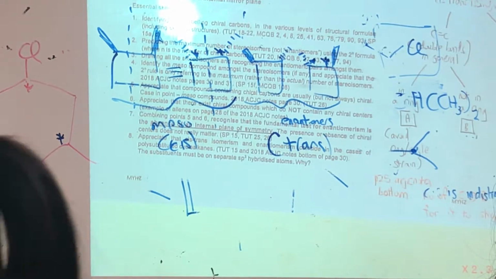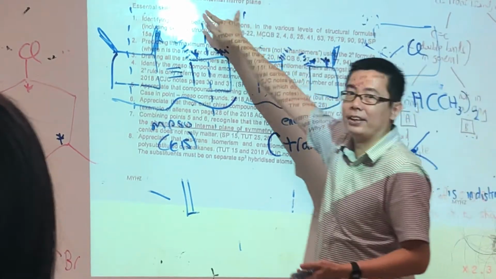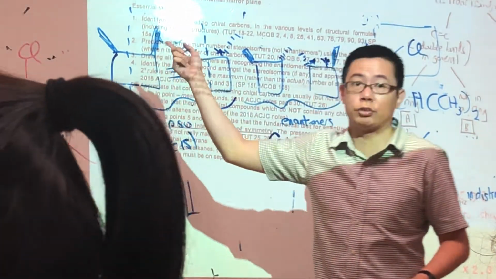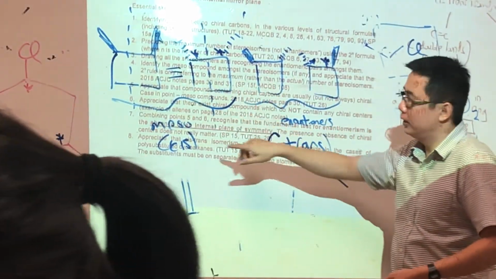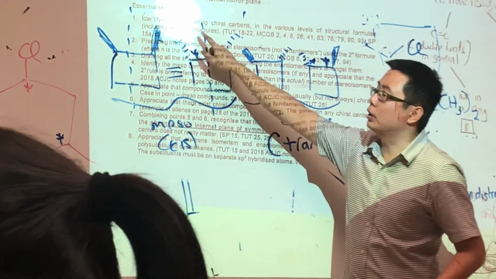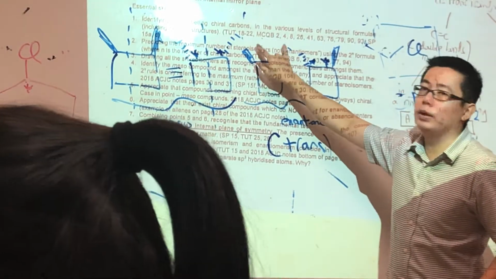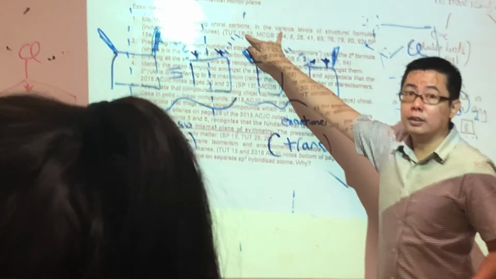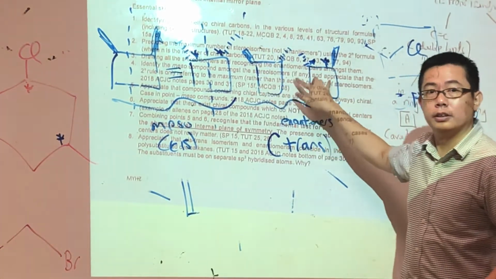That's why I put it in bold and in caps. It's the central idea behind all these things. When they are cis and your two groups are the same, that's why you get an internal mirror plane, so it's meso. When they are trans, even if you have the same substituent, the internal mirror plane is destroyed, so it's not meso. Meso is if there is symmetry. If you can find symmetry in the compound, then it's meso. If you cannot, then it's not.